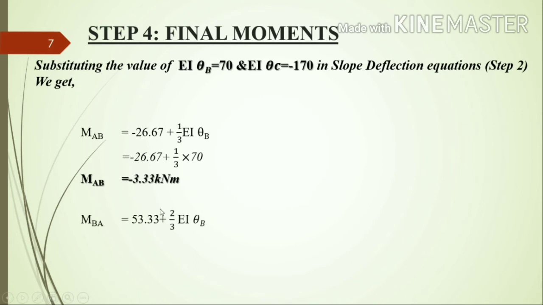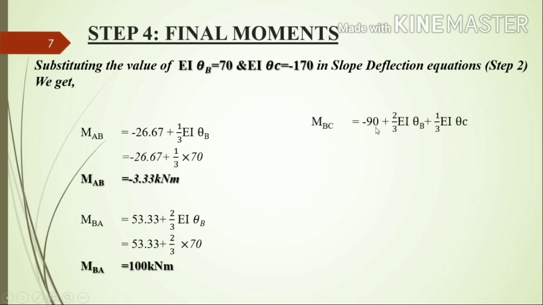Similarly, MBA, from the equation in step 2, is equal to 53.33 plus 2 by 3 EA theta B. Then substitute the value of EA theta B as 70, we get MBA equal to 100 kilonewton meter. Similarly, MBC, from step 2, is equal to minus 90 plus 2 by 3 EA theta B plus 1 by 3 EA theta C. Then substitute the value of EA theta B as 70 and EA theta C as minus 170, we get MBC equal to minus 100 kilonewton meter.